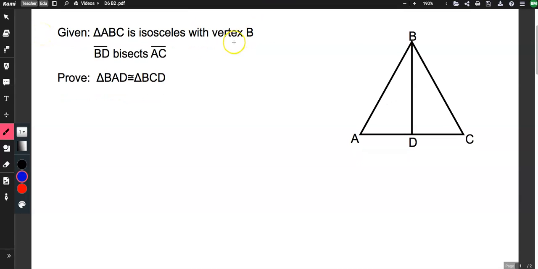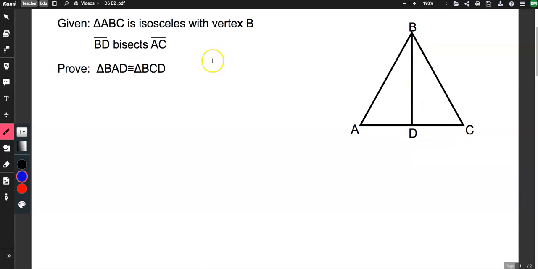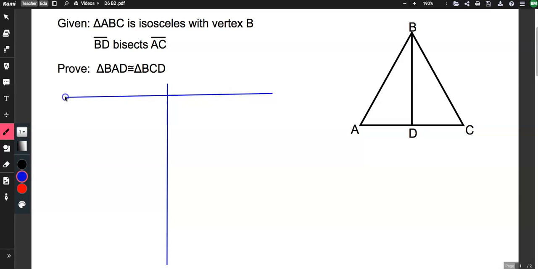So given triangle ABC is isosceles with vertex B, and BD bisects AC, we're trying to prove that triangle BAD is congruent to triangle BCD. So, as always with our proofs, we'll draw our T-chart, holding down the Shift key to make straight lines. And I'm going to start by writing down that given information. So I know that triangle ABC is isosceles, and I know that BD bisects AC, and that's given.